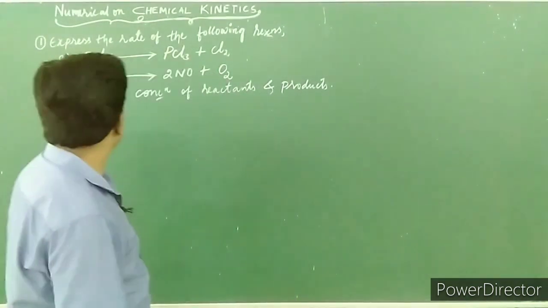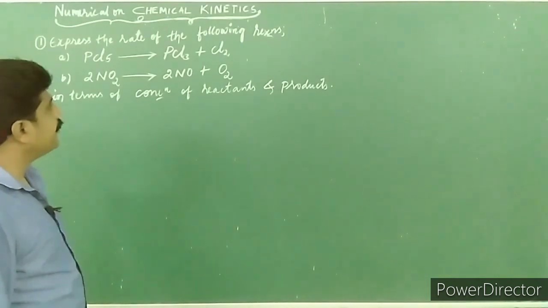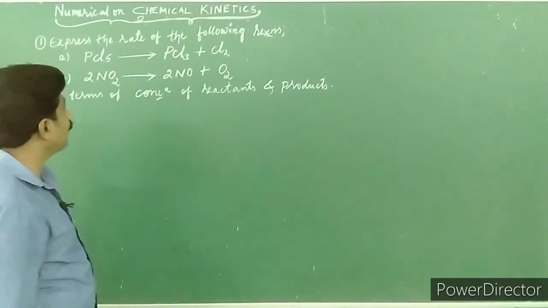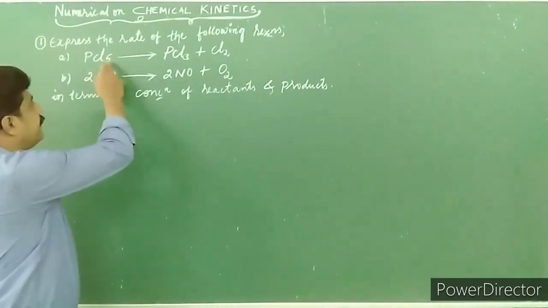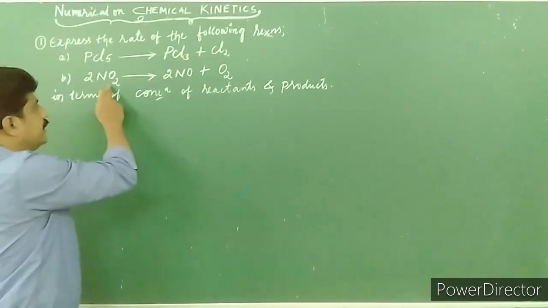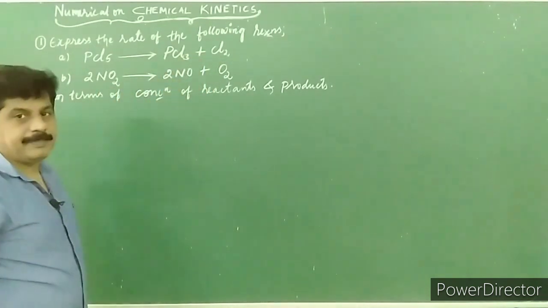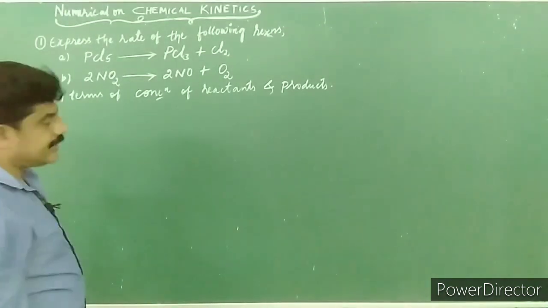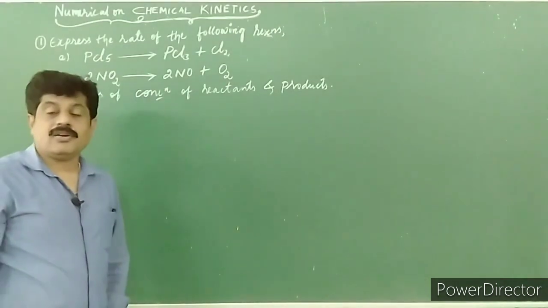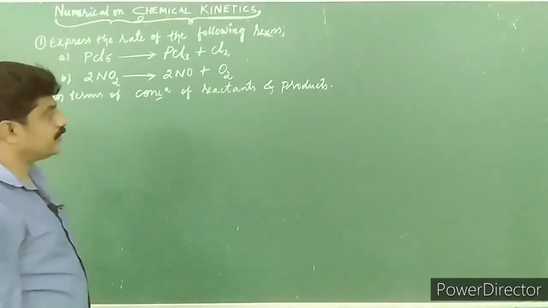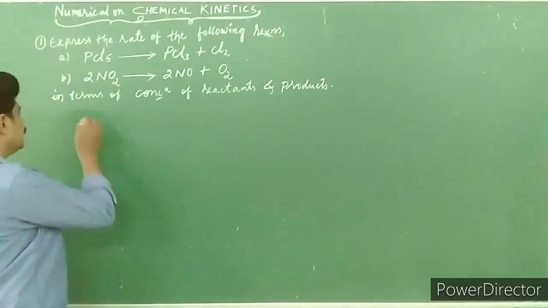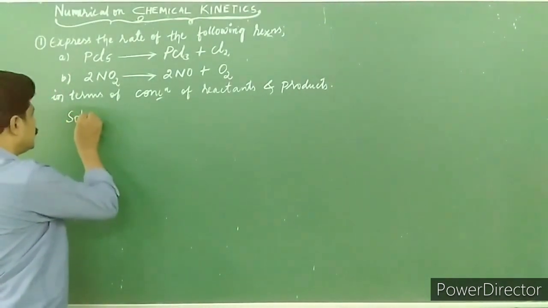Number 1, express the rate of the following reactions in terms of concentration of reactants and products. Number 1, PCl5 giving rise to PCl3 plus Cl2, and nitrogen dioxide giving rise to nitric oxide plus oxygen. So in this numerical, you need to express the rate of the reaction in terms of concentration of reactants and products both. Let me solve. Solution.